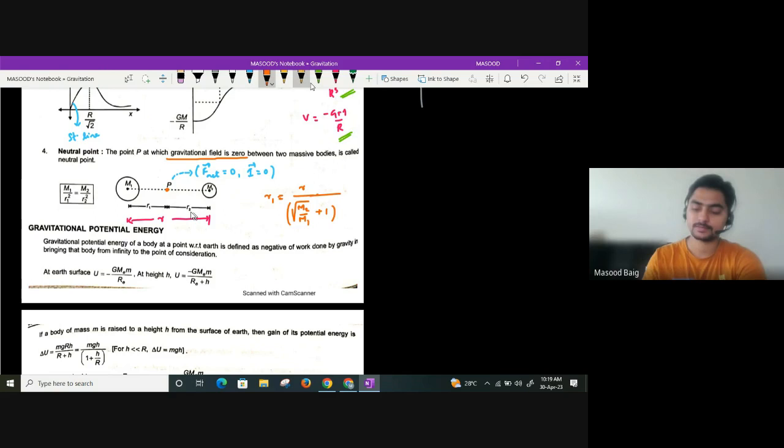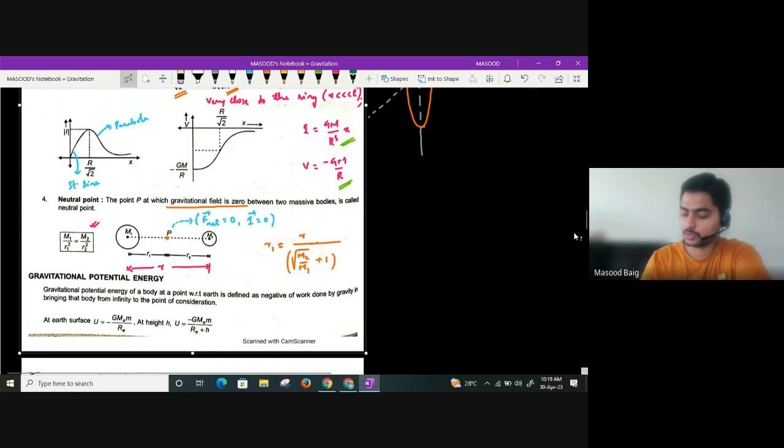Clear, everyone? You can use this: M1 by R1 square will be equal to M2 by R2 square. You can use it to find the location of the neutral point, or if the distance between the masses is given as R, then the location of the neutral point from mass M1 will be R divided by root over M2 by M1 plus 1. Clear, all of you?